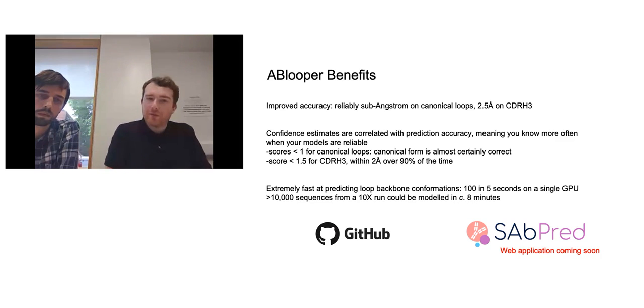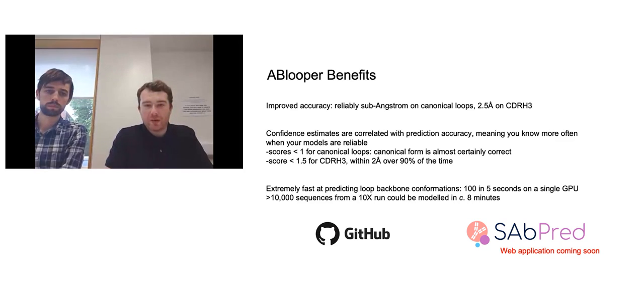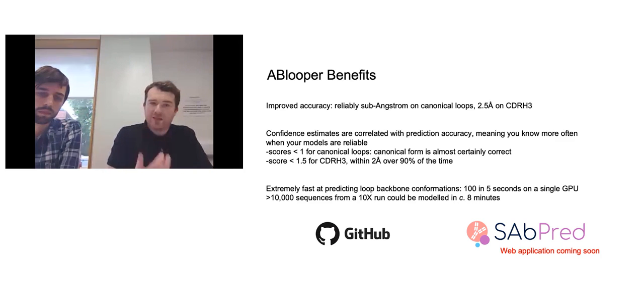So just to reiterate what Charlotte said earlier, some of the advantages of the ab-looper approach: compared to the way we were modeling antibody loops previously, you can reliably get sub-angstrom accurate canonical loops and accuracy to within about 2.5 angstroms on CDRH3. And again, you have this estimate of confidence. So you tend to get accurate predictions, but you have a way of saying when you suspect you may not have an accurate prediction.